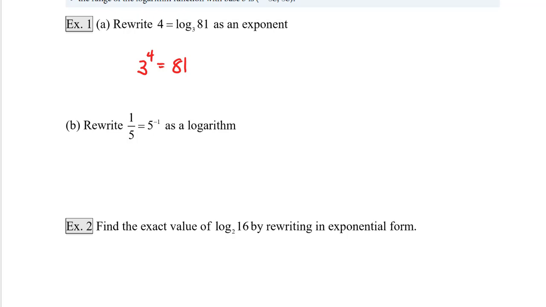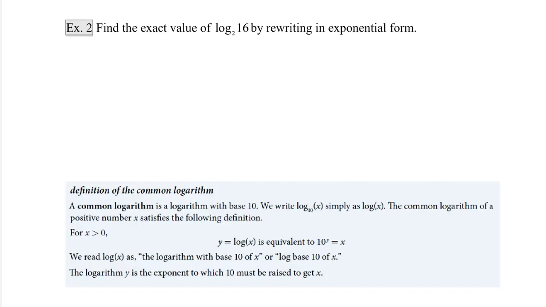Part B, rewrite 1/5 equals 5 to the negative 1 as a logarithm. So remember now, the base of the logarithm has to be the same as the base of the exponent. We isolate the exponent, which means this has to equal negative 1, which means then that 1/5 has to go inside the logarithm.